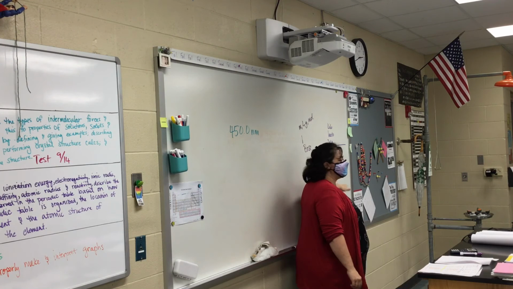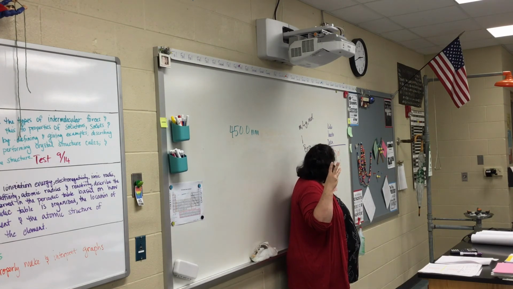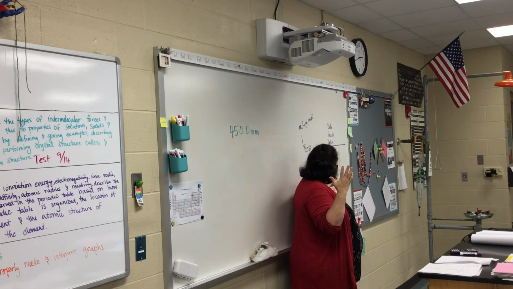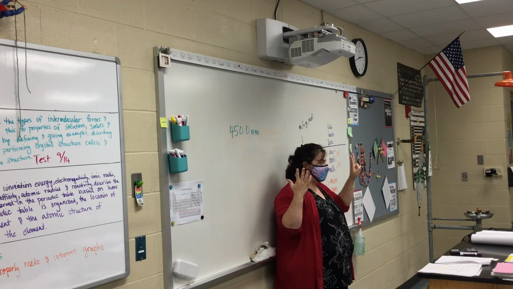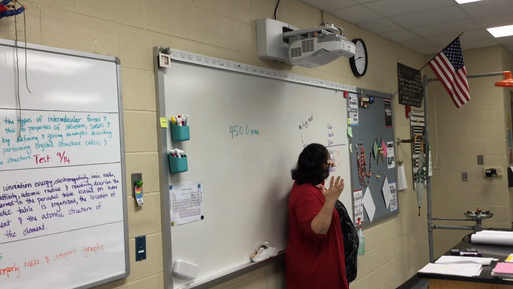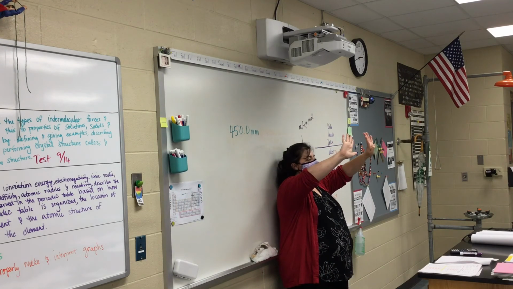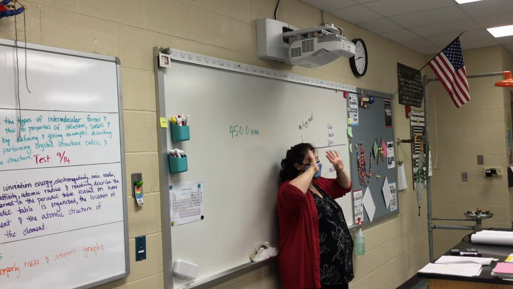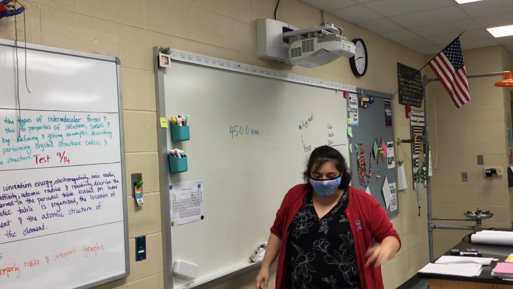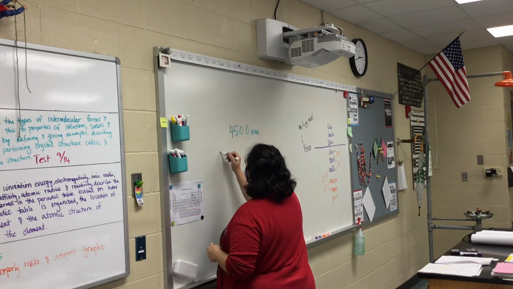So to go from nano to micro, how many tens is that? 3. From micro to milli, how many tens is that? 3 more. From milli to centi, 1. And then from centi to deci, 1. And then from deci to base, 1. I need to move my decimal place 9 times. Here's the next thing. Let me write that up here. 9 times.